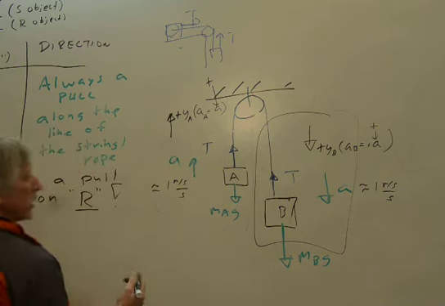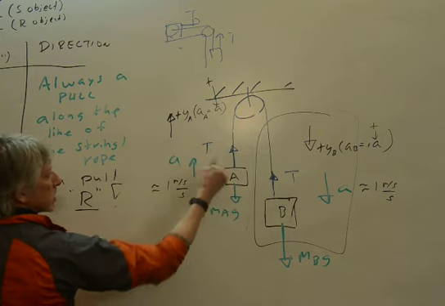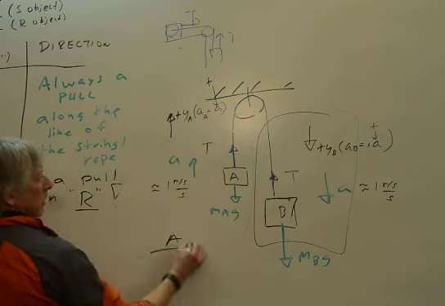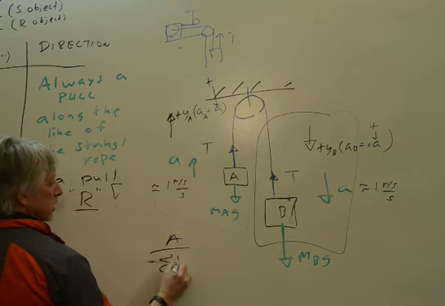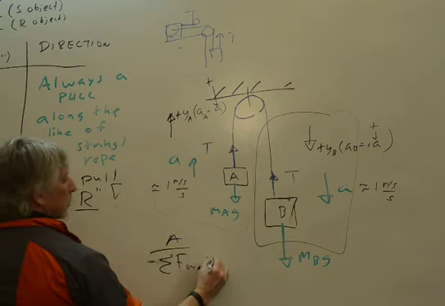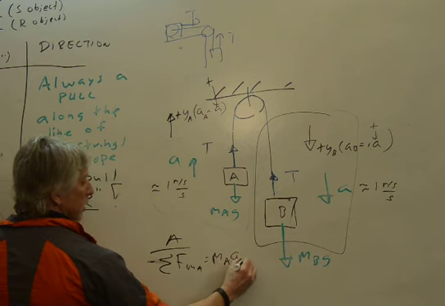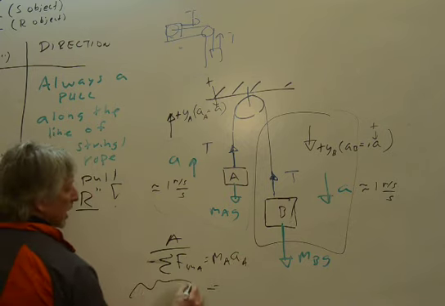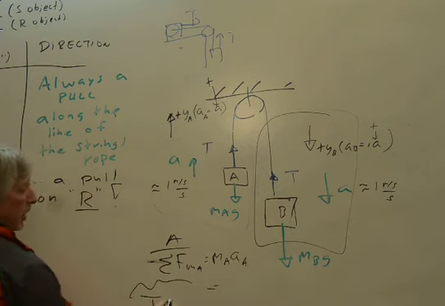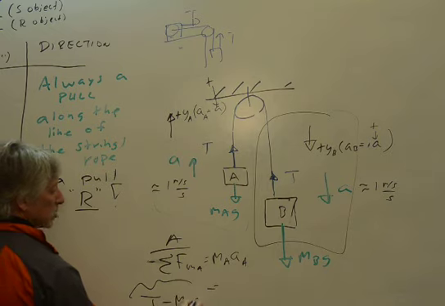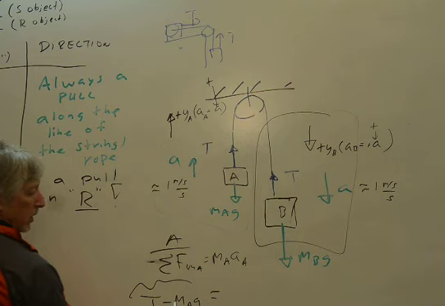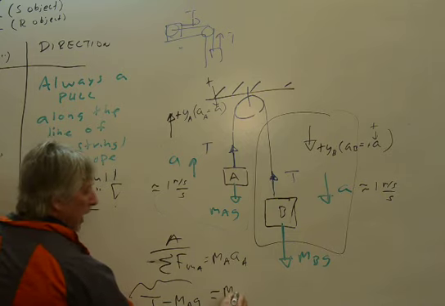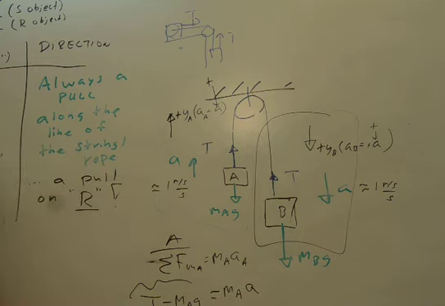So really quickly, there's my object. So for A, I would say, okay, the sum of the forces on A equals the mass of A times the acceleration of A. In this case, that would be T, which is up, and MAG, where G is the acceleration of gravity, down. And that equals MA times some variable A.